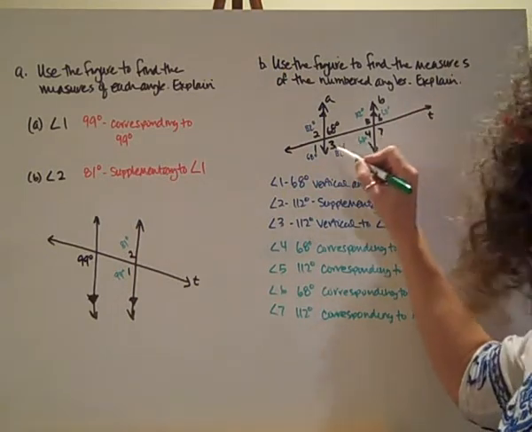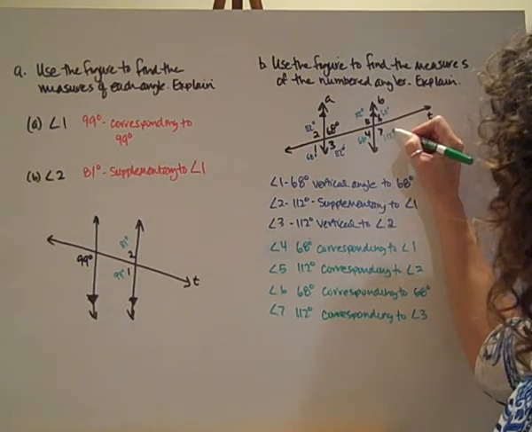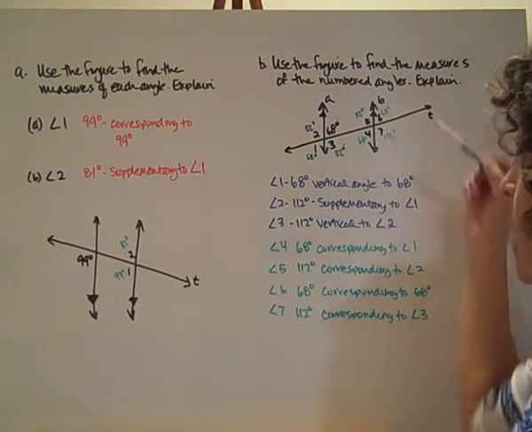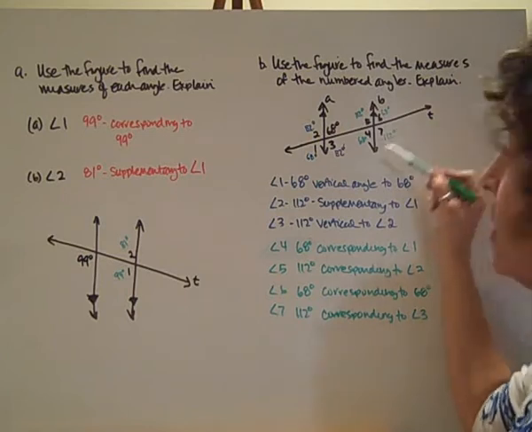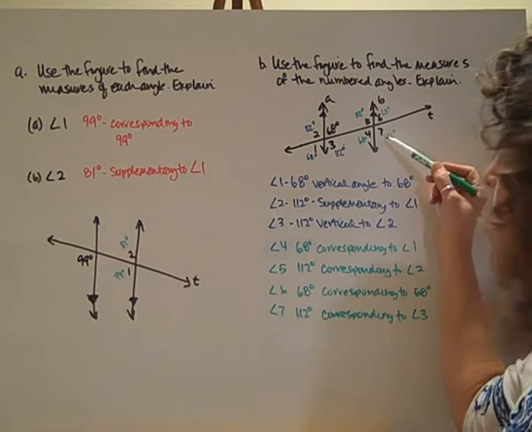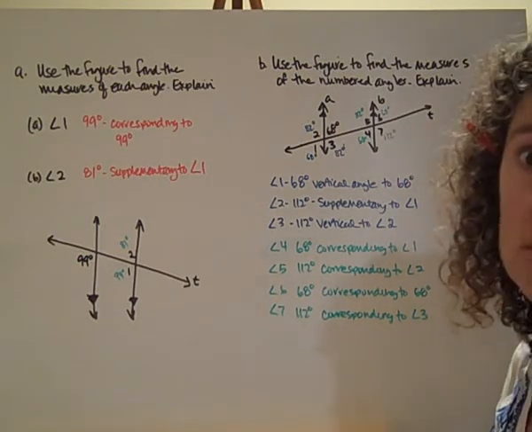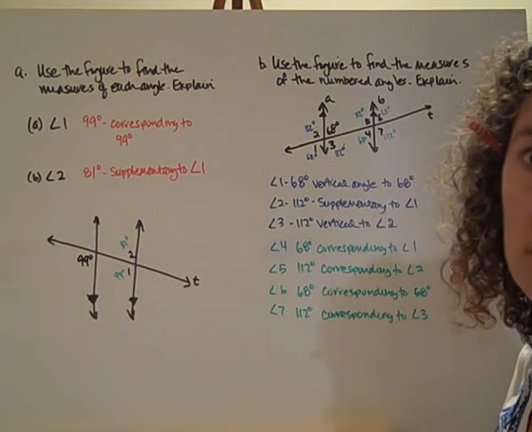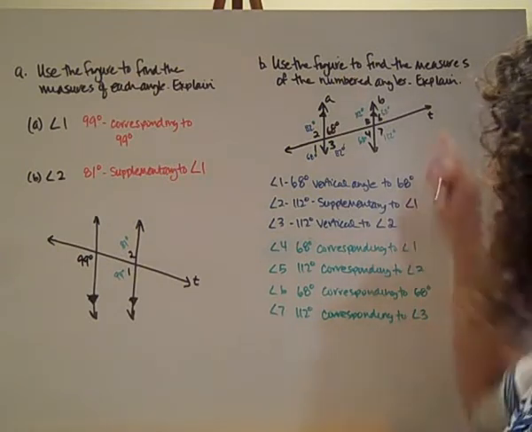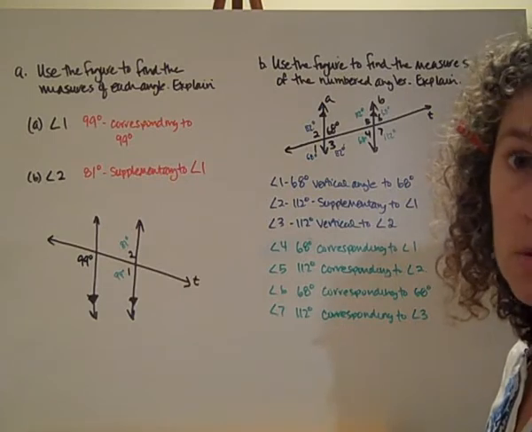Angle 7 corresponds to angle 3. So I know that is 112 degrees over here. But again, I could have said it's vertical to angle 5. I could have said that it's supplementary to angle 4. I could have said that it's supplementary to angle 6. So when we get to those last few, there are a few different ways we could explain why we know that that angle measure is what it is.